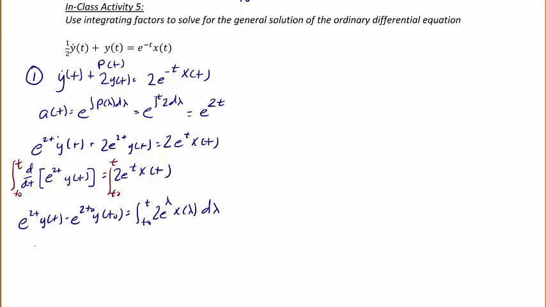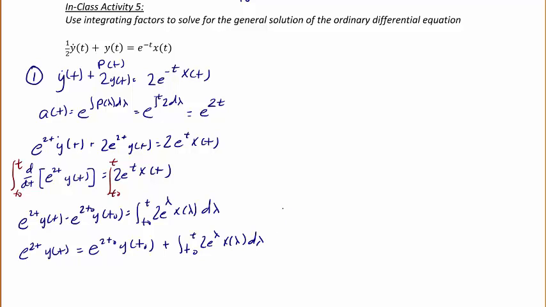d lambda. So now we need to solve for y of t. So the first thing I'm going to do is add e to the 2t naught y of t naught to both sides of the equation. So I have e to the 2t y of t is equal to e to the 2t naught y of t naught plus the integral from t naught to t 2 e to the lambda x of lambda d lambda.